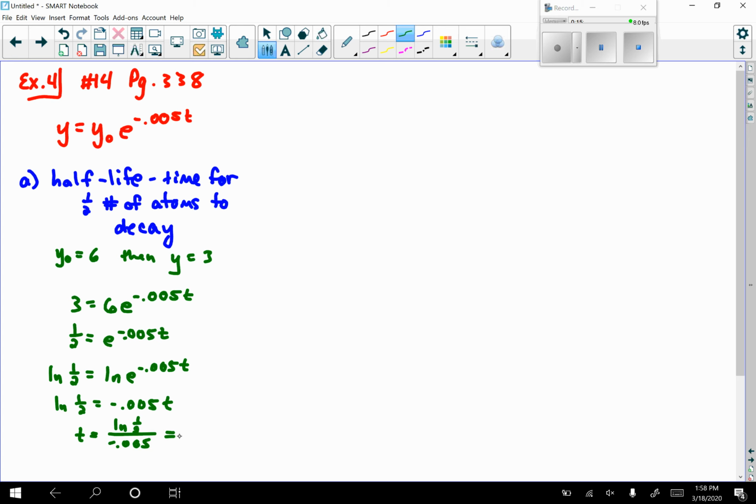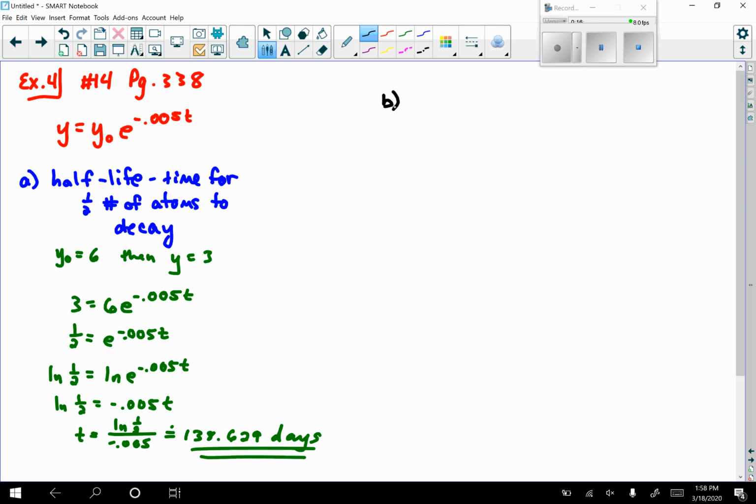That's the exact answer. And then this turns out to be approximately 138.629 days, and we could leave it just like that. But again, type this into your calculator to double check. I want to label this. Please email me, as I always mention to you guys, if you have any questions here. There's a part B as well.